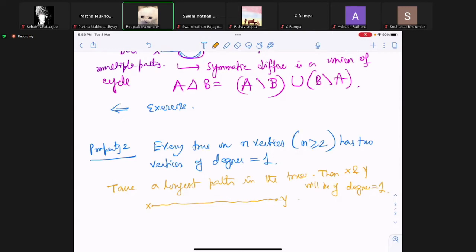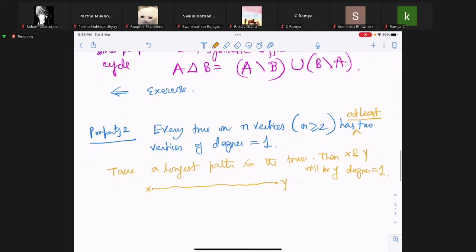Sir, is the statement like every tree on n vertices has at least 2 vertices of degree 1? Yes, that's what I said. Whenever I say 2, it's at least 2. Yes, sir. It's very simple stuff. I just list it down.